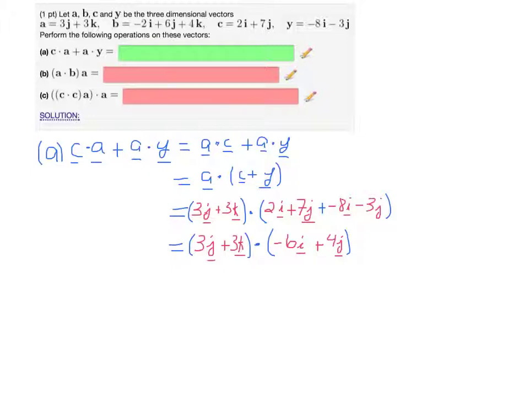So I do that. Now I substitute the vector a in here, and I substitute c here and y here, and then I just perform this addition. And remember, with adding vectors, we just add component-wise. So I have 2 minus 8 is a minus 6, and 7 minus 3 is a 4.